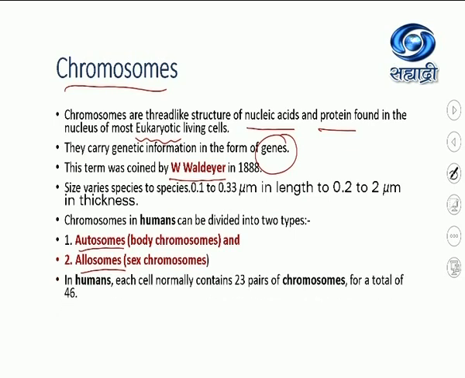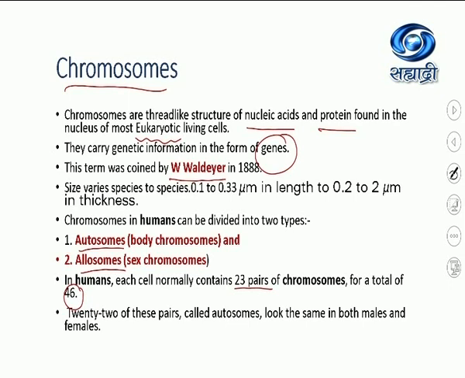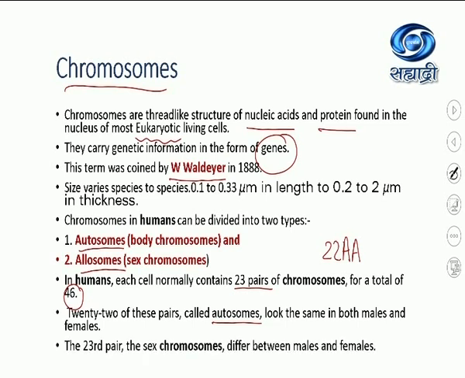So in humans, any cell of your body contains 23 pairs of chromosomes. 23 pairs means how many in total? 46 chromosomes. 22 of these pairs are autosomes, responsible for somatic characters, body characters. They look the same in both males and females. These 22 pairs are similar in males and females, and usually we write them like this: 22 pairs of autosomes. The 23rd pair, the sex chromosome, the allosome, is different in male and female. In males, it is XY, and in females, it is XX.